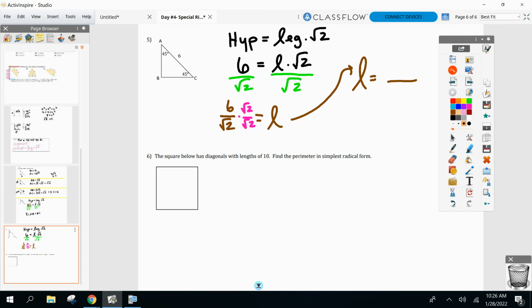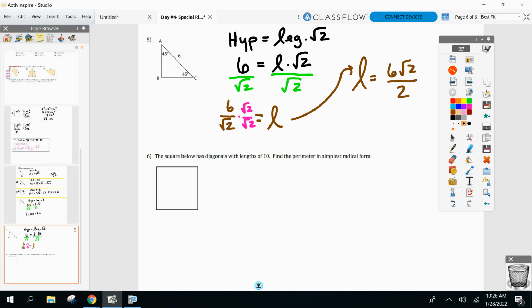Multiply across. 6 times radical 2. What do you get? 6 radical 2 on top. Let's see if we picked anything up from today. On the bottom, radical 2 times radical 2 itself. No more radical. Magic. No more radical, huh? Right? No more radical on the bottom.